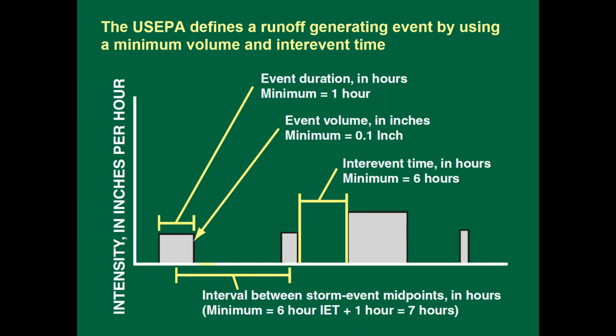So the EPA definition of a runoff generating event has a minimum volume of 0.1 inches of liquid precipitation and a minimum inter-event time of 6 hours. The minimum event duration of 1 hour is a result of using an hourly precipitation data set. The minimum interval between storm event midpoints is a result of that 6-hour minimum inter-event time added to the midpoints of two 1-hour events. So this definition has been used by the EPA, Federal Highway Administration, USGS, and other federal and state water resource management agencies to define storm events.